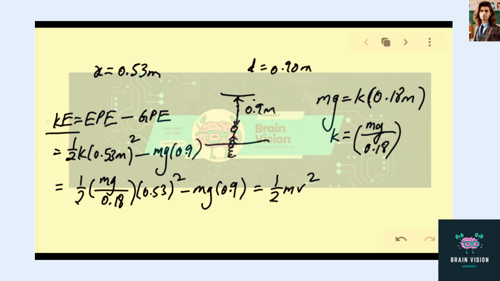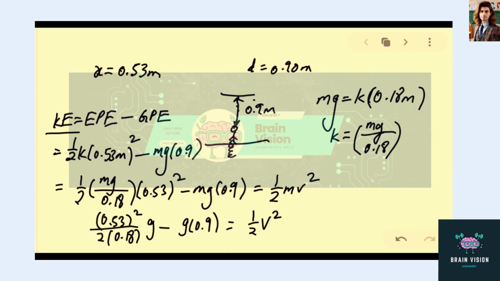so we can cancel out all of the m, because there's m on both sides. So the expression simplified is minus g times 0.9 equals half v squared. And so with this, we know that g is 9.81. We just substitute in, and we can get v to be 3.1 meters per second.